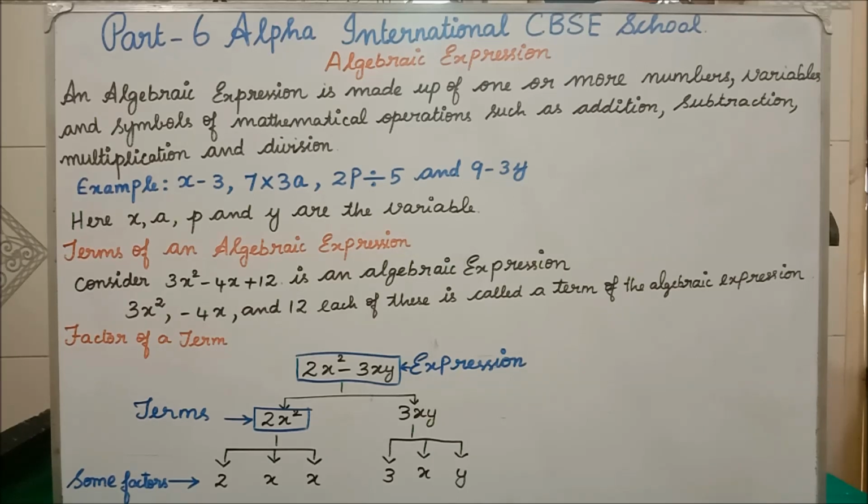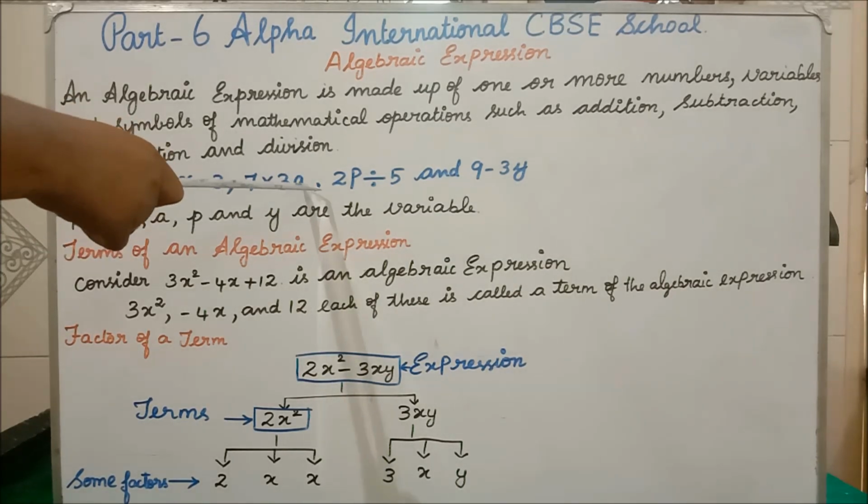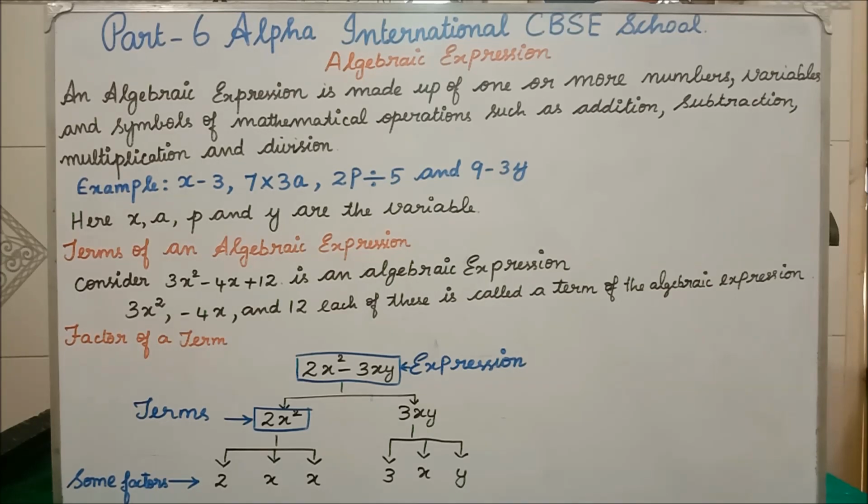So, algebraic expression means, you see this example. The first example is x minus 3. So, x is a what? Variable. If you take any alphabet A to Z, if it comes with a number, then we'll say it is what? Variable. Similarly, 7 into 3A. This A is what? Variable. 2P divided by 5. P is what? Variable. See this example, 9 minus 3y. This y is again called the variable.